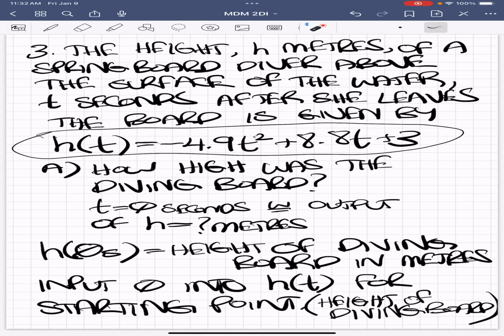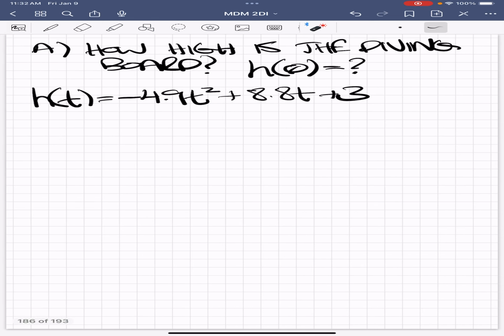So we input t of 0 seconds with output of h meters. So we input 0 seconds into the function h of t, and that will give us the height of the diving board in meters. So we input 0 into h of t for the starting point, aka the height of the diving board. How high is the diving board? So we input 0 into h of t, and we get an output of height in meters.